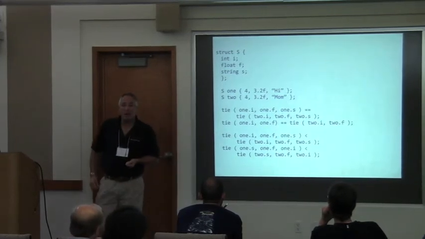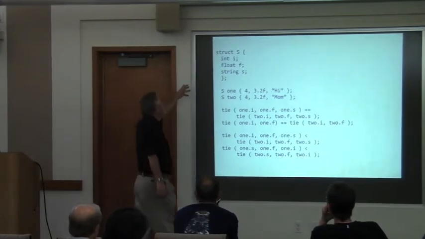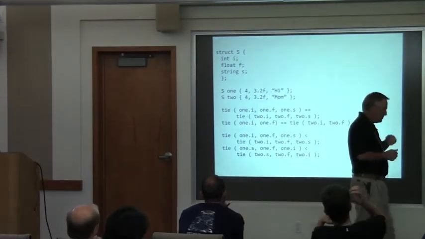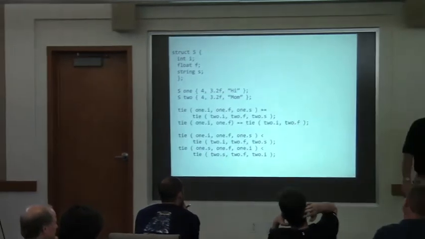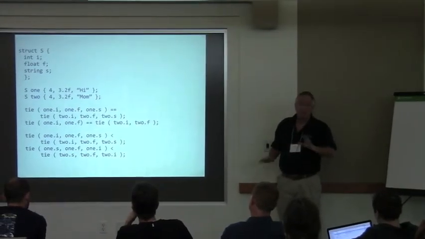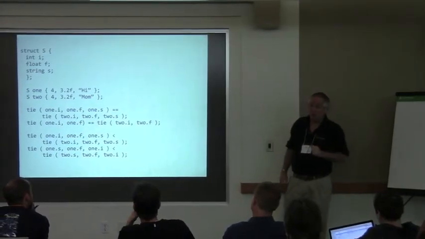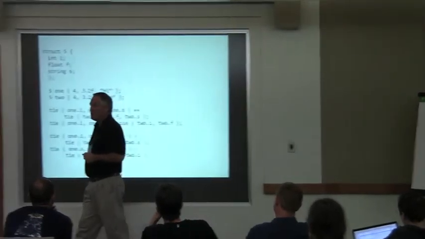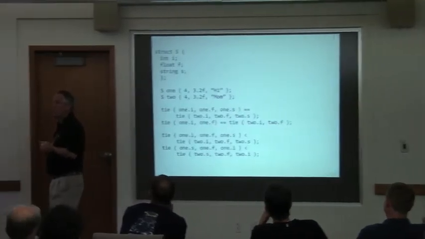Now, if you have more complicated logic, when you have to compare different things and you want to worry about some other things or enforce invariants or check invariants in there, this isn't going to work for you. Okay? But I think this is pretty cool. You can compare arbitrary structs with tie.